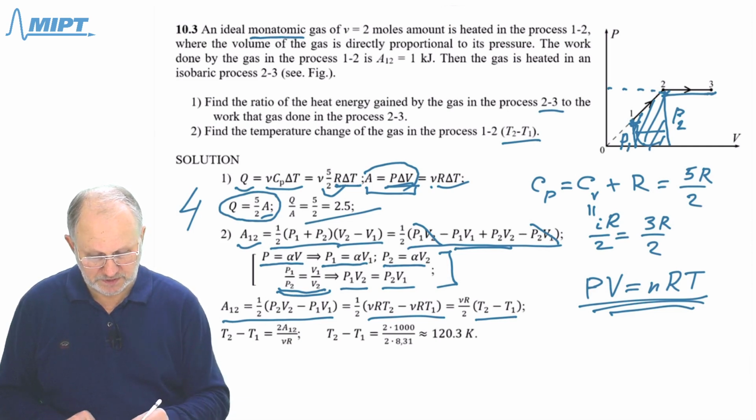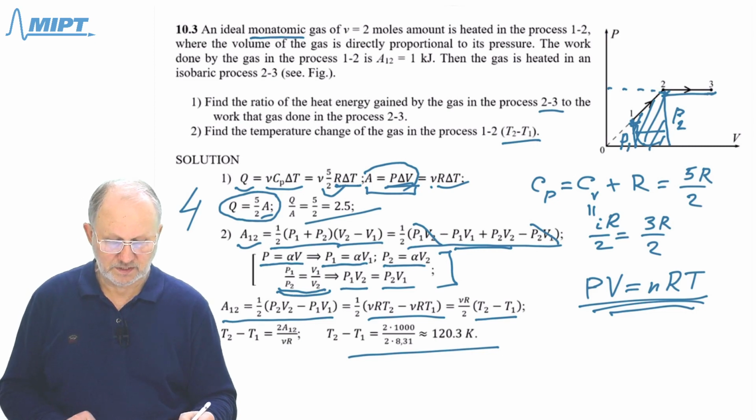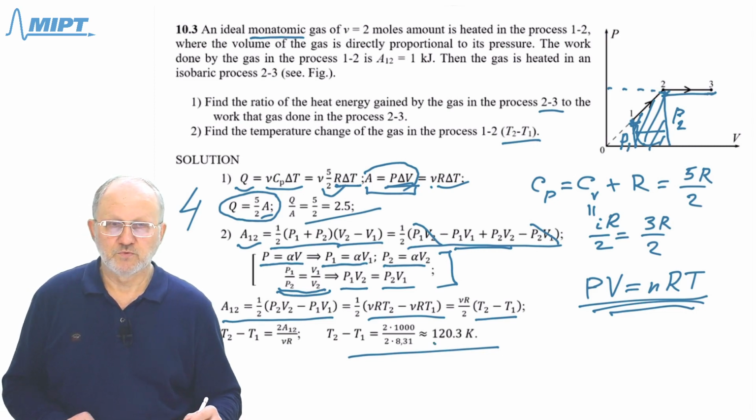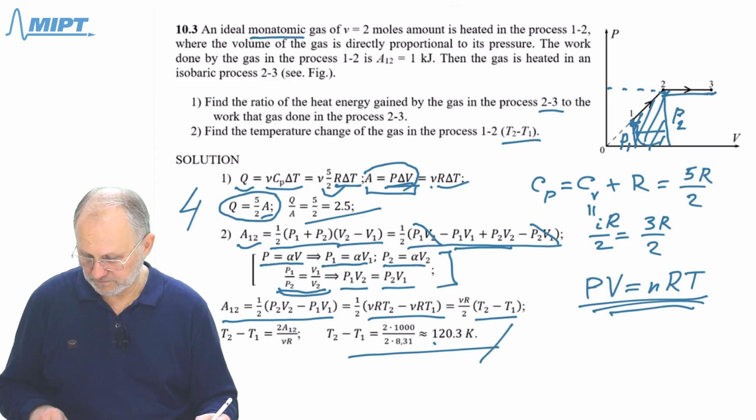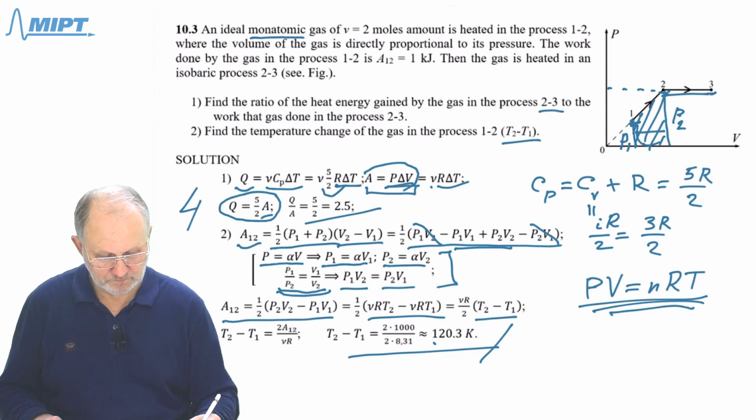So calculating this difference in temperatures results in the final answer 120.3 kelvins. That is the temperature difference between points 1 and 2. So if you obtained this result correctly, you will get 6 points.